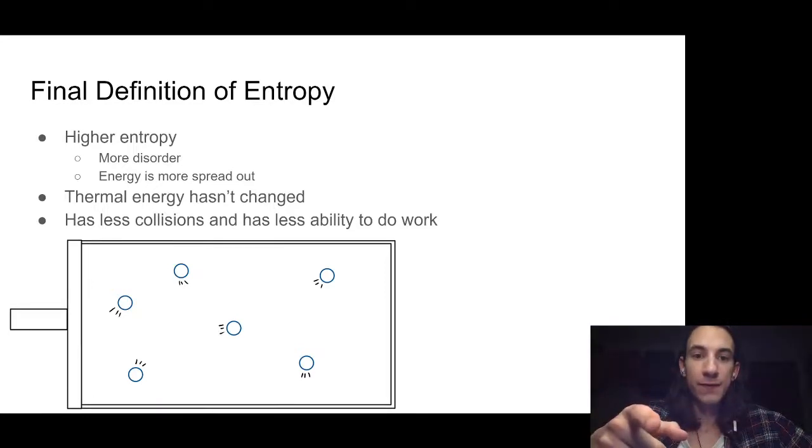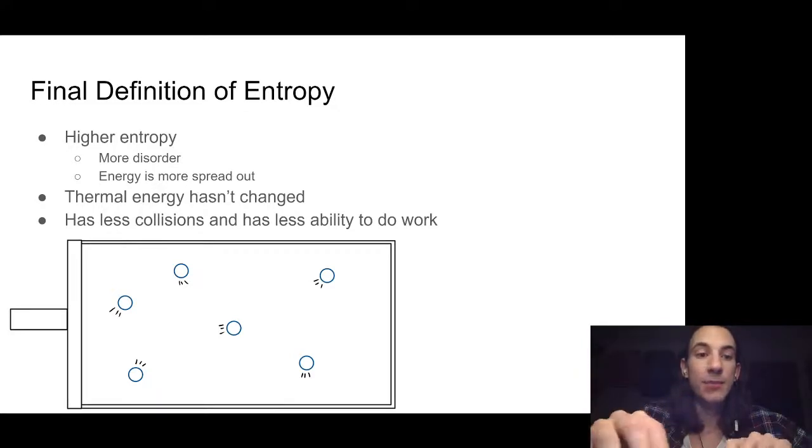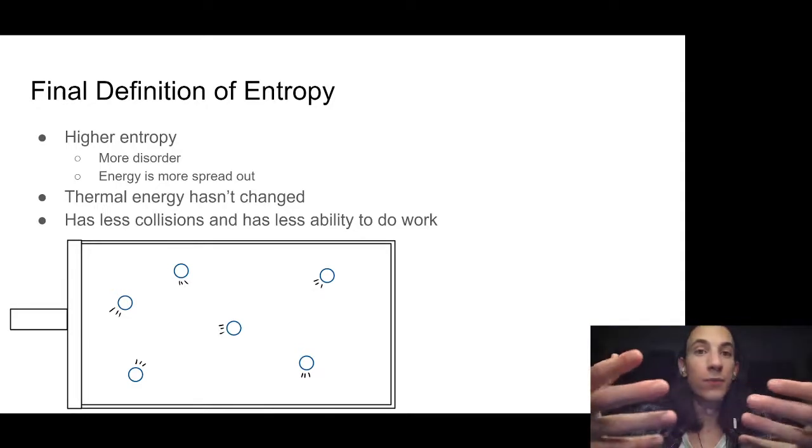And then one thing to note, in this case, the thermal energy hasn't changed. These particles are still the same mass and have the same velocity, which means that they have the same kinetic energy. So the thermal energy hasn't changed, but the ability to do work has changed. We've decreased this ability to do work because now we're going to get less collisions with that piston. It'll be able to do less work on the environment. There will be less pressure and less ability to do work.